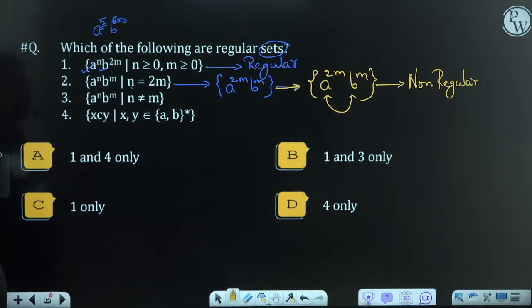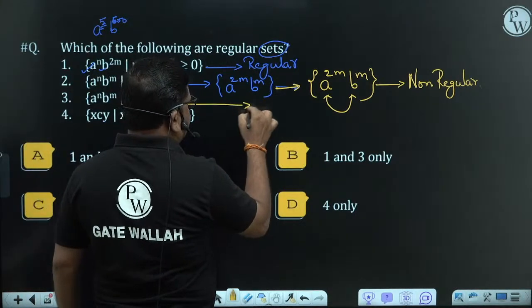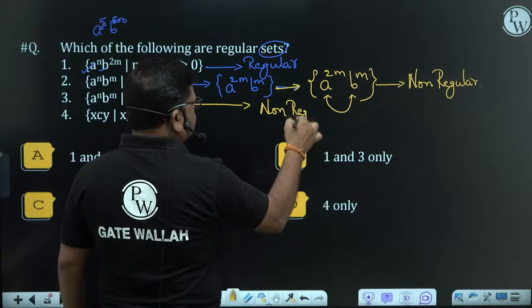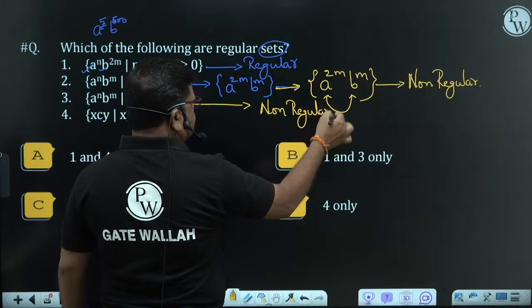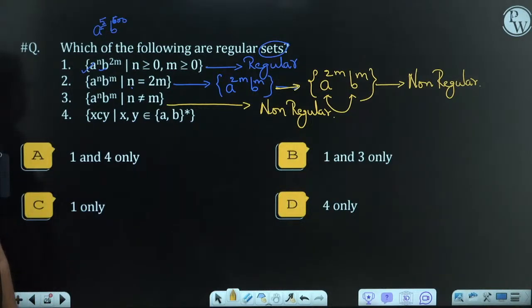A power n, b power m, n not equal to m. Whenever n not equal to m, once again comparison is going on. So this is also clearly non-regular.